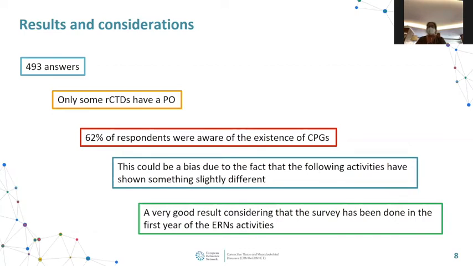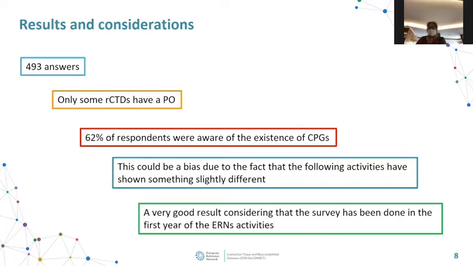We were very proud because we collected almost 500 answers. And at the beginning, I must say, we did great dissemination teamwork. But the reality is that only some rare connective tissue diseases have a patient organization. For instance, Sylvia's disease just has national organizations. I have a European federation, which makes a big, big difference.